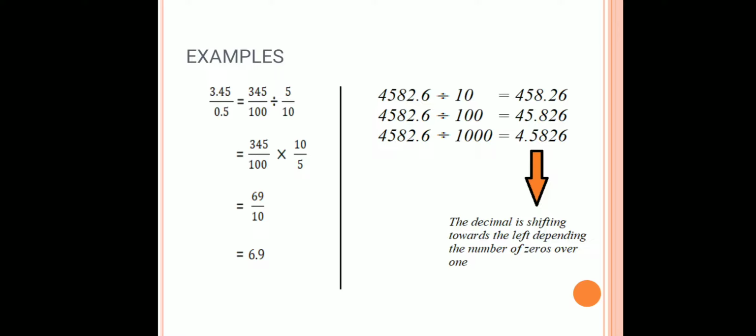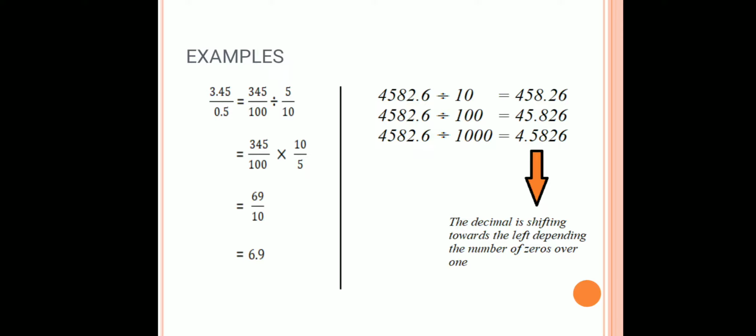As we know, whenever we are dividing, we take the second number's reciprocal. So our next step comes out to be 345 upon 100 into 10 upon 5. On simplifying, we get 69 by 10. Further, to remove the 10, we get a decimal and we get 6.9. And that is how we do a division if we have decimals in the denominator.